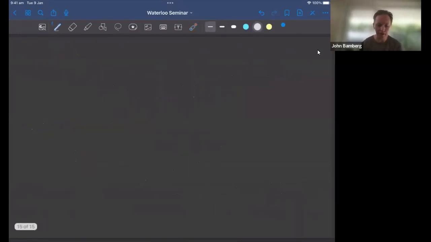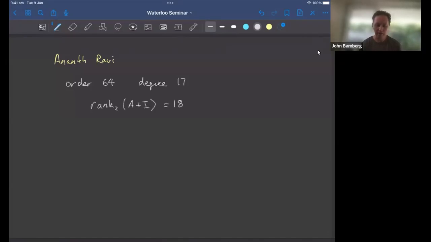A student of Anurag Bishnoi, Ananth Ravi, has a graph that has order 64, a Cayley graph, and its complementary 2-rank is 18. So you can improve this result, and you get a different exponent. I had 11 over 32. I think you can get roughly 17 over 64 here.